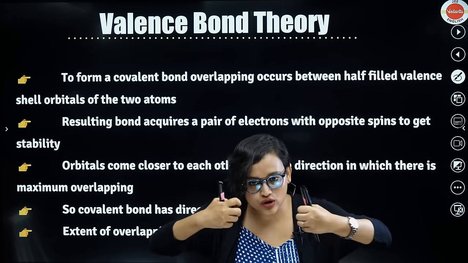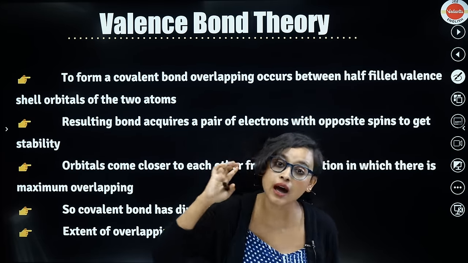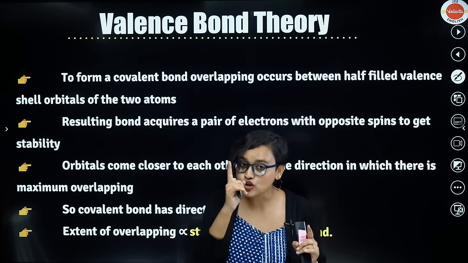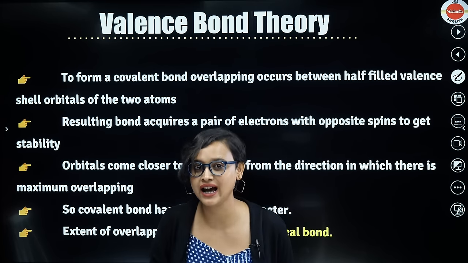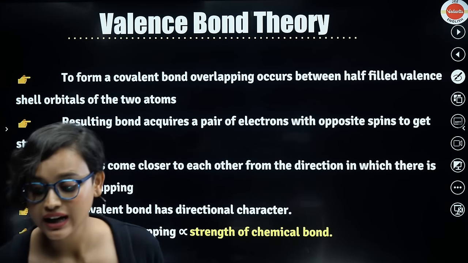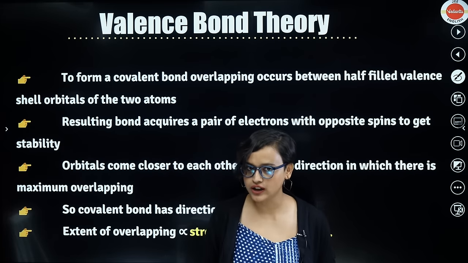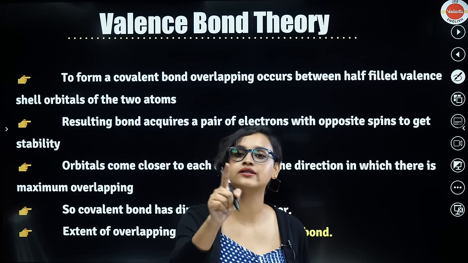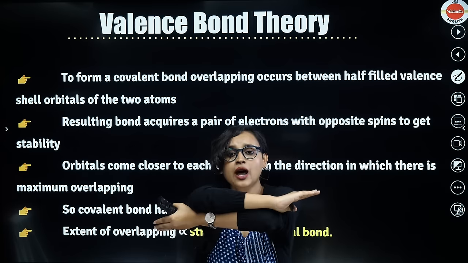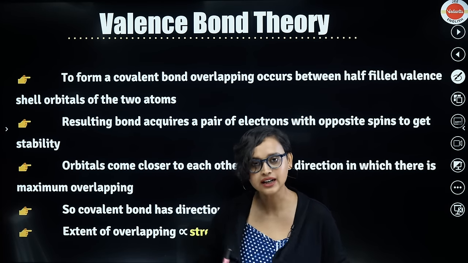Now the orbitals come closer to each other from the direction in which they think there will be maximum overlapping. They want maximum overlapping. Maximum overlapping is a necessity here. So that means we are saying that the covalent bond has directional character. That means covalent bond has direction. And the more overlapping happens, the more is the strength of the chemical bond. Obviously, if I'm not touching like this, if only this much is happening, you can easily break it. If the overlapping happens like this, now can you break it? You will have to push the other one, slide it off, and only then you will be able to break it off, right? So you get it?